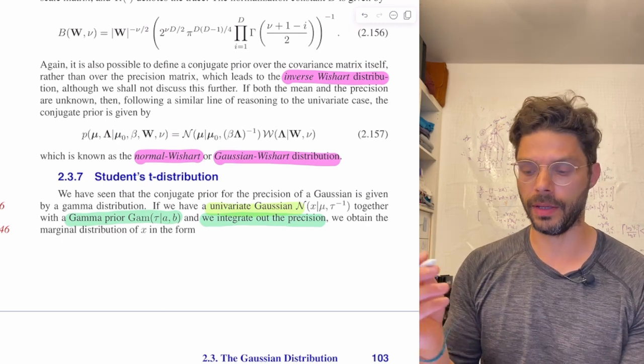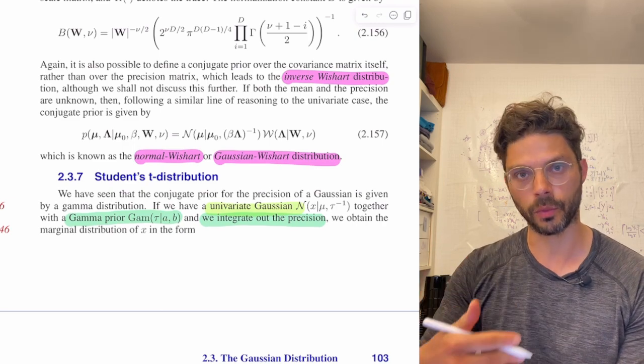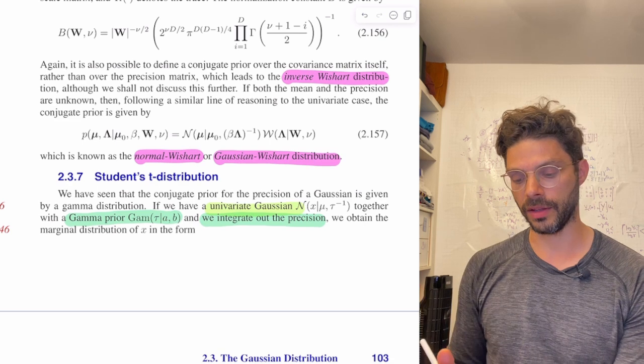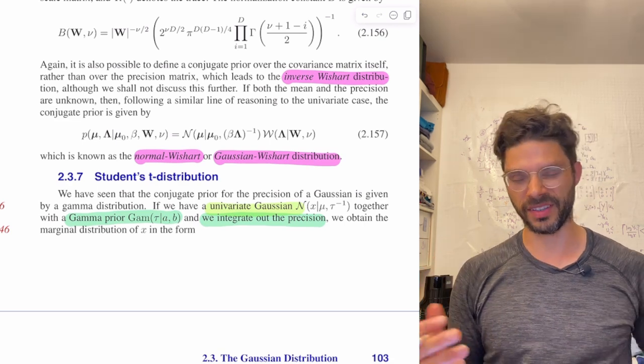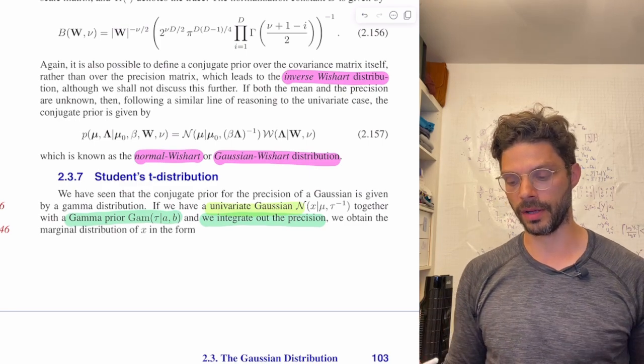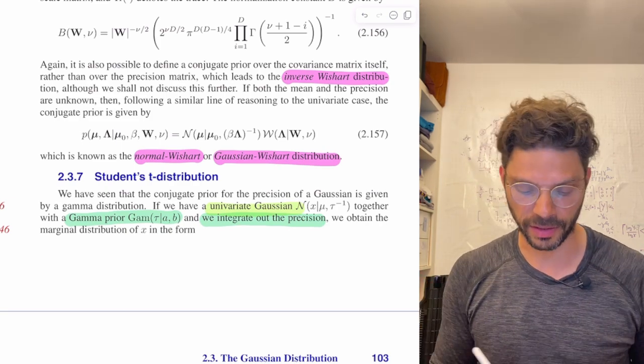But I thought it might be interesting to start off by discussing the context in which you and I have most likely seen the t-distribution before, which is statistical testing, and we'll see that it connects a little bit to what Bishop is going to talk about. So it might just be interesting in that sense.